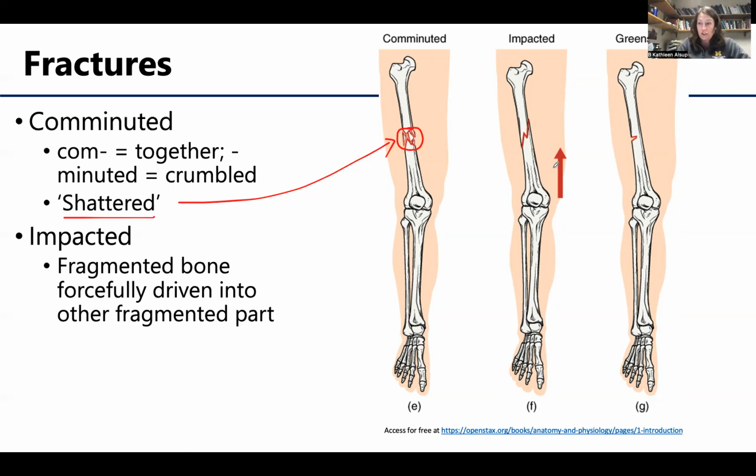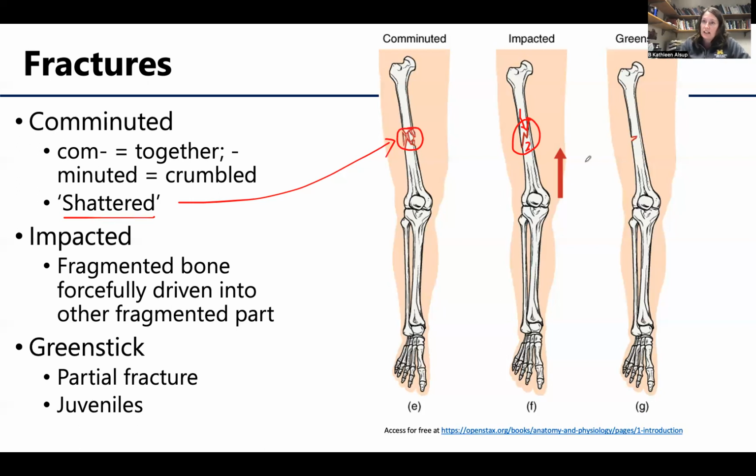An impacted fracture, as you can see here, will typically have one fracture end that is driven into the other end. And you can conceptualize that right here. Say this is one of the fractured ends and it's driven hard into this second fractured end.